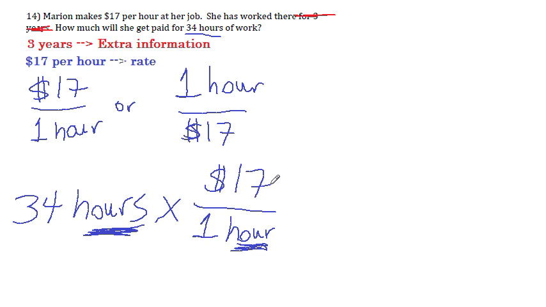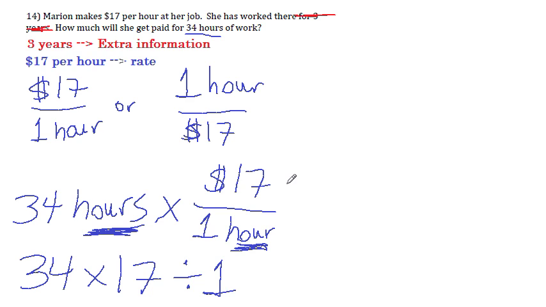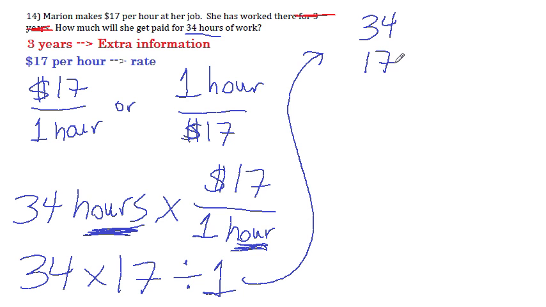Now you just have to know how to multiply that whole number, 34 hours, by the fraction. It goes the whole number, 34, times the top number, $17, and then divide by the bottom number, which is 1 hour. So we actually have two operations here. I'm going to do my work up over here now, and we're just going to go left to right. So I'm going to start with 34 times 17. Hopefully you know how to do this, so this will be a quick part for us.